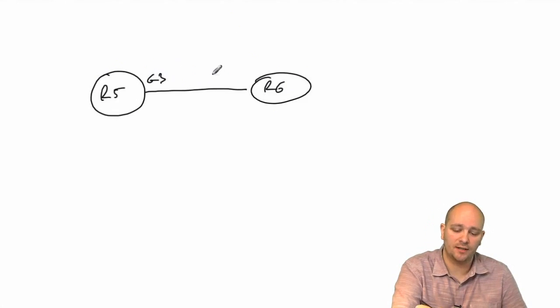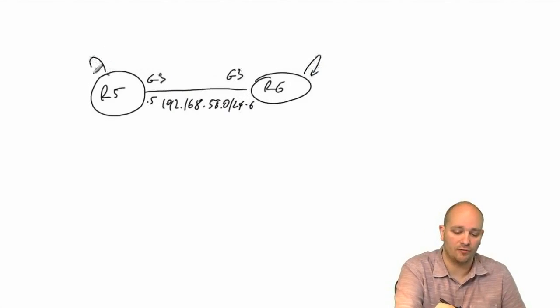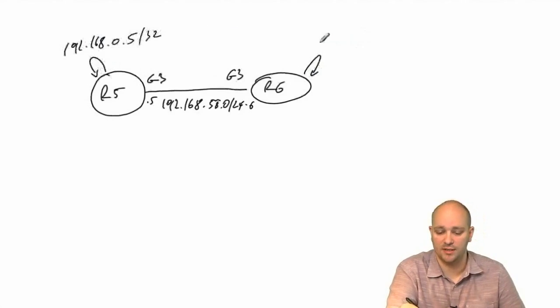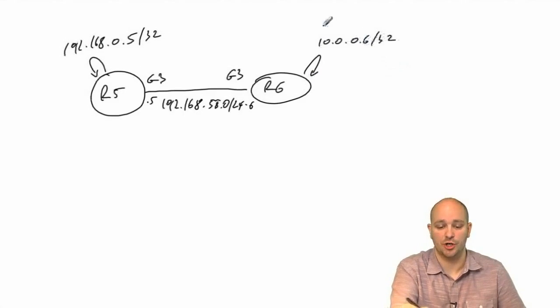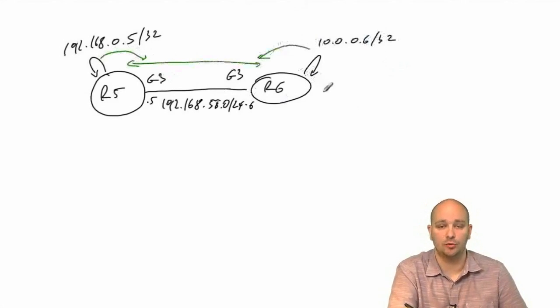And they're going to be interconnected on GigabitEthernet 3, and the network between them is going to be 192.168.56.0/24, and I'm going to have .5 here and .6 here. I will have a loopback on R5 and R6, and the address here will be 192.168.0.5/32, and on this side I will have 10.0.0.6/32. I want to run a routing protocol between R5 and R6 and advertise these loopbacks into this routing protocol.